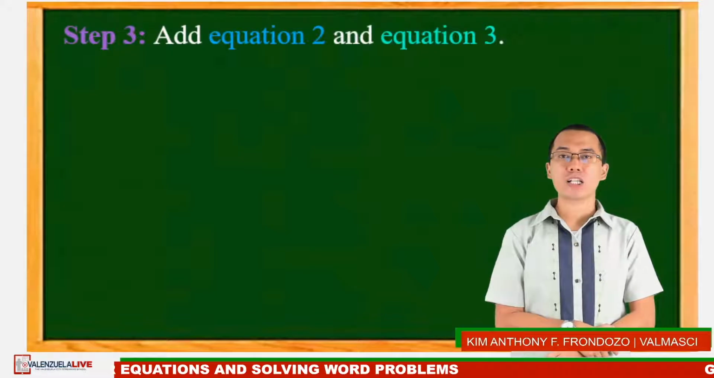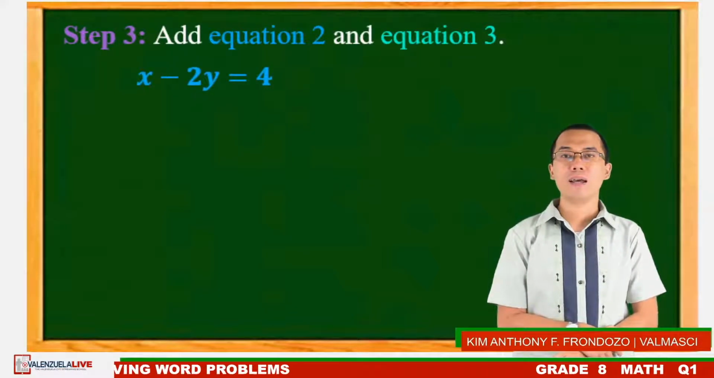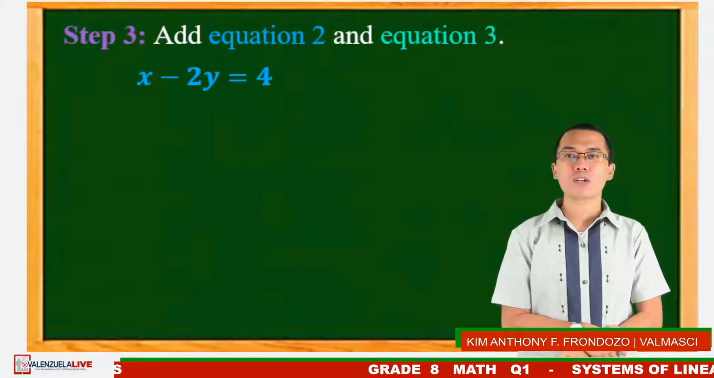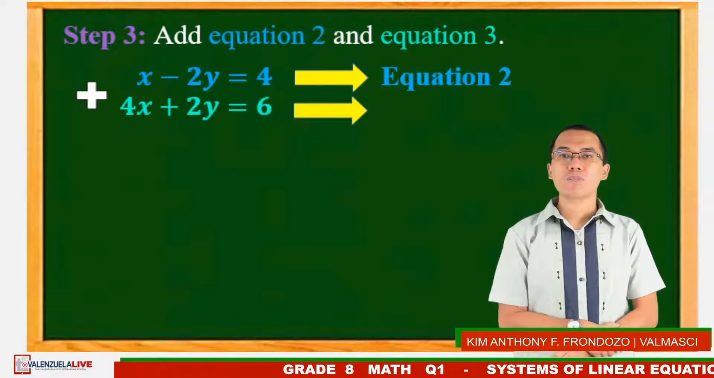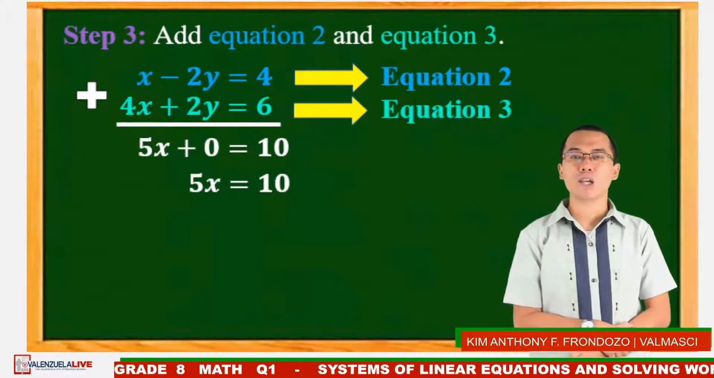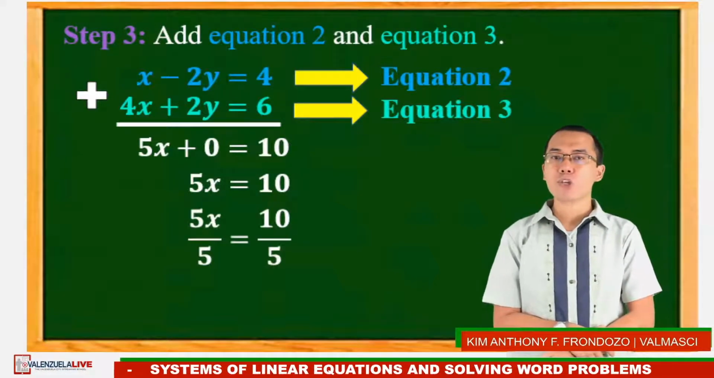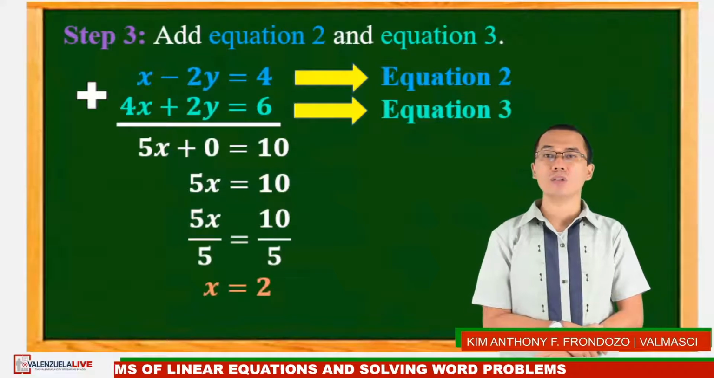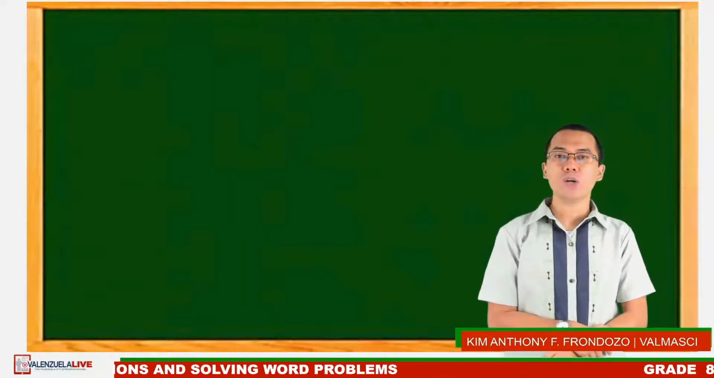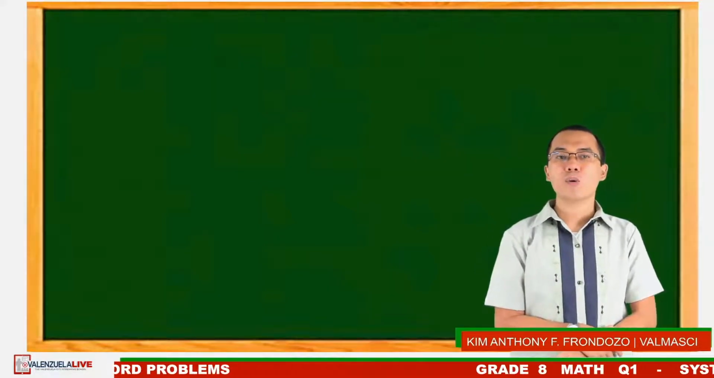So we'll have x minus 2y is equal to 4. And we'll have 4x plus 2y is equal to 6. Adding the two equations will give us 5x plus 0 is equal to 10. So we'll have 5x is equal to 10. Then dividing both sides of the equations by 5, so we will have x to be equal to 2. Next, step 4. Solve for y in terms of the two equations using x equals 2.